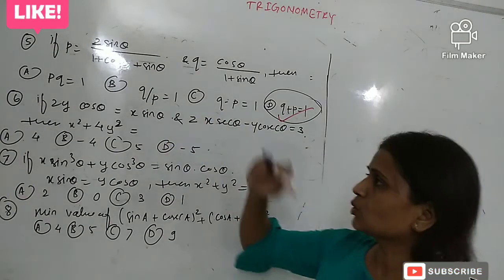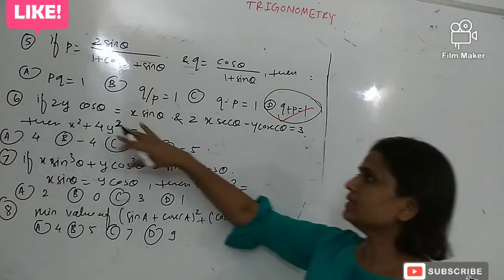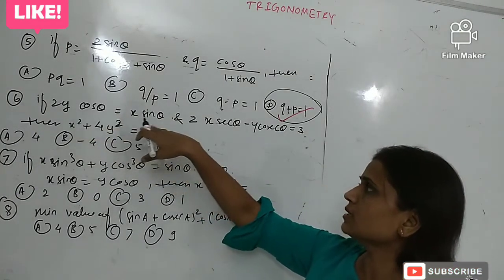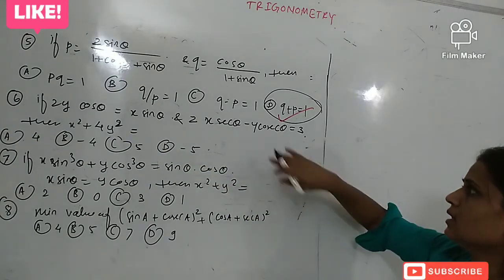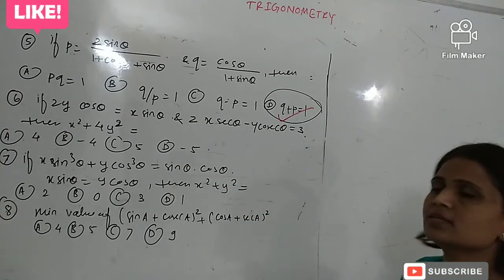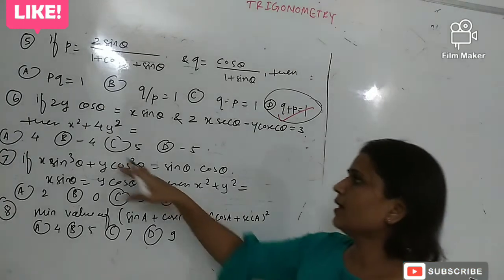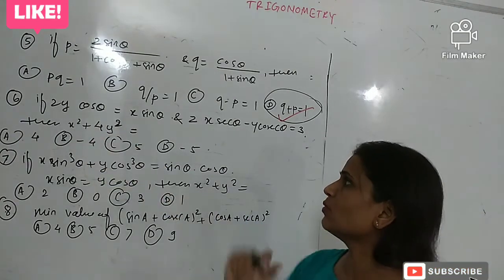The next is the sixth question. The sixth question is: given that 2y cos theta is equal to x sin theta and 2x sec theta minus y cosec theta is equal to 3, find out the value of x square plus 4y square.